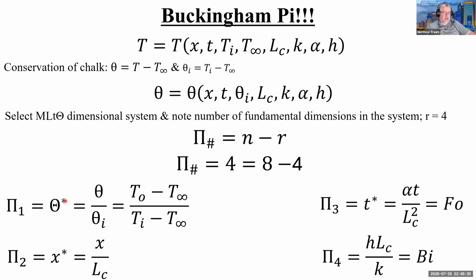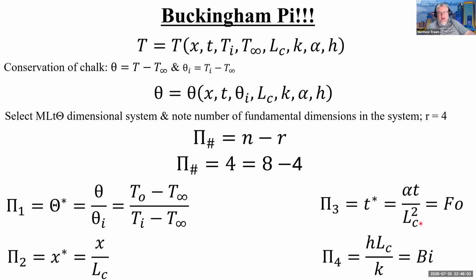But you end up with theta star, which is just the ratio of the temperature differences. And then you get X star, which is X divided by LC, right? So X is like the variable, like the spatial dimension of where you're located in the object, and then LC is like the overall characteristic length of the object, right? So that's dimensionless length. Then we get dimensionless time, right? Alpha t over LC squared.